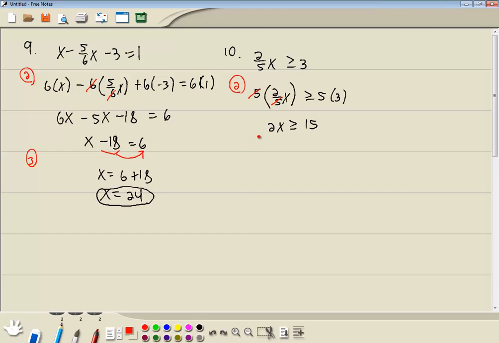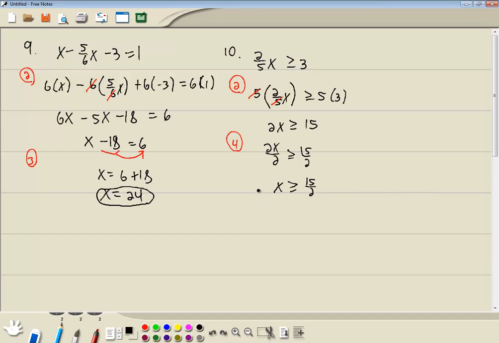Step 3 is get everything with an x on one side. Actually, to be specific, get everything with x on the left side, numbers on the right side, and that's done. Step 4 is to divide both sides by the number in front of your x. So we're going to divide both sides by 2. And we've got x is greater than or equal to 15/2.